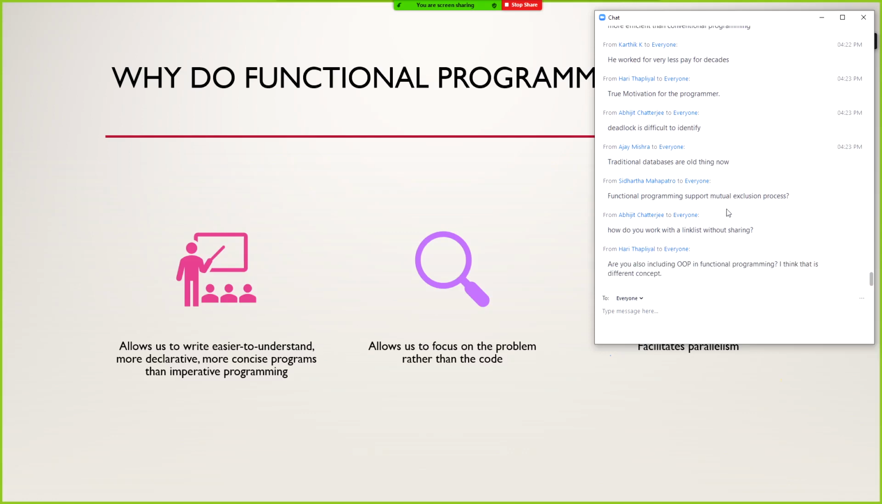Support mutual exclusion. The process is totally different. Mutual exclusion and deadlock are all problems of threads. Functional programming is functions which do one good thing, with no side effects, which means it will never touch any other data apart from what is given as input, and then it will work. How do you work with a linked list without sharing?